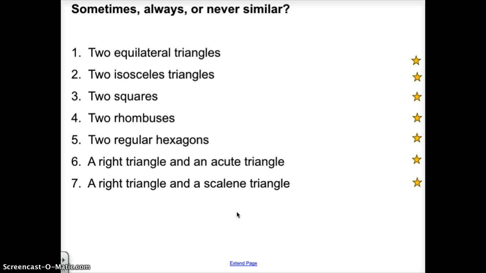One final example here, we have 7 statements, and your job is to determine sometimes, always, or never based on whether they are or are not similar. So number 1, could 2 equilateral triangles be similar? Always, sometimes, or never. They are always similar. 2 isosceles triangles, I just gave that one away, are sometimes similar depending on the angle measurements.